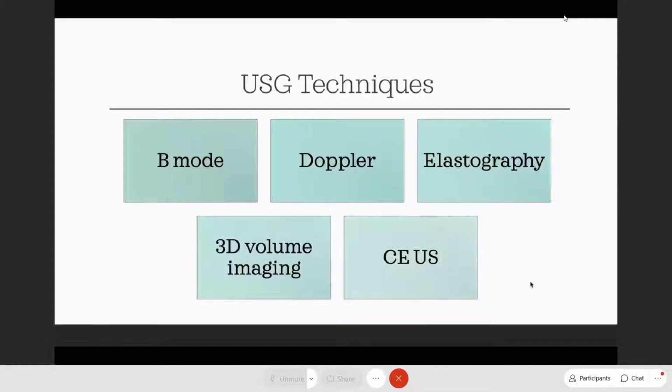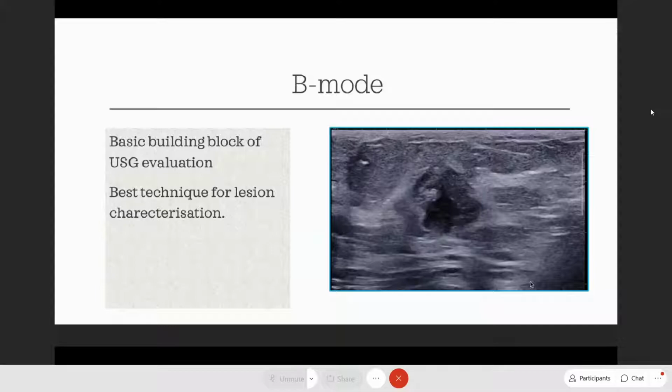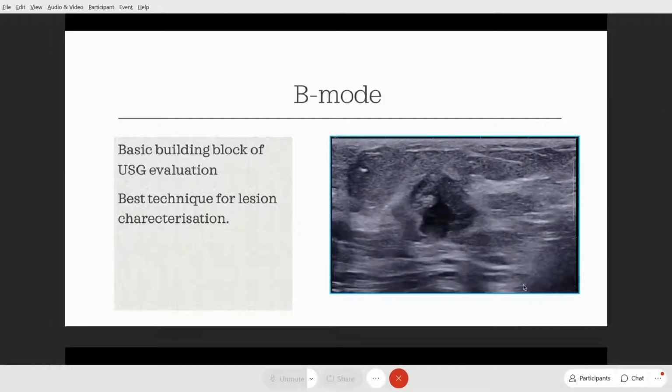Having seen that, we have so many advancements in ultrasound. We started with the B-mode and then Doppler, and then we have elastography, 3D volume imaging, and contrast enhanced ultrasound. Let's see each one of them. B-mode is still the basic building block for evaluation of the breast. B-mode is something like the foundation of the building. All the advanced technologies will give good images only when you have a best B-mode image.